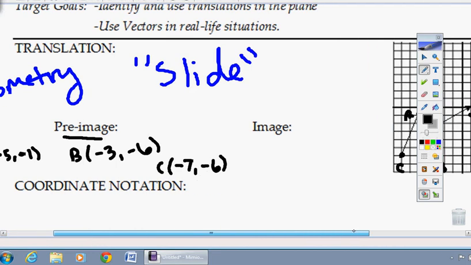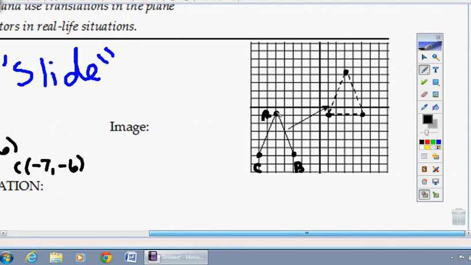Now when we look at our image, you have to look at what vertex corresponds with vertex A. So that would be this vertex up here. So we're going to call that A prime. This vertex down here corresponds with vertex B, so we're going to call that B prime. And this vertex right here corresponds to vertex C after the translation, so we're going to call that C prime.